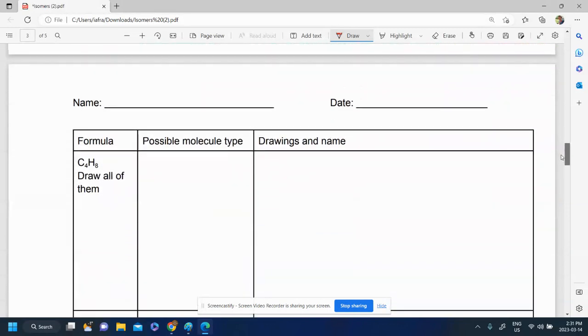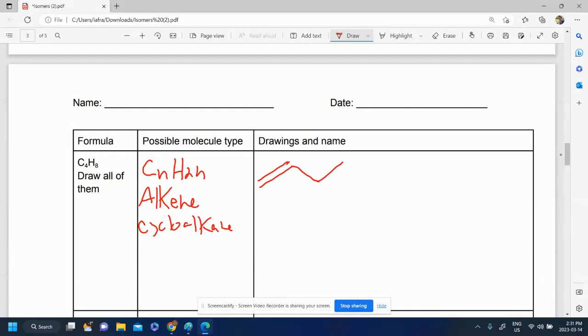Okay, so next let's try C4H8. So C4H8 follows the formula CnH2n, which we know could be an alkene, or it could be a cycloalkane. So let's just start drawing our most simple alkene, a straight chain. So this is 2 carbons and 3. So 1, 2, 3, and then 4. So here we have a butene.